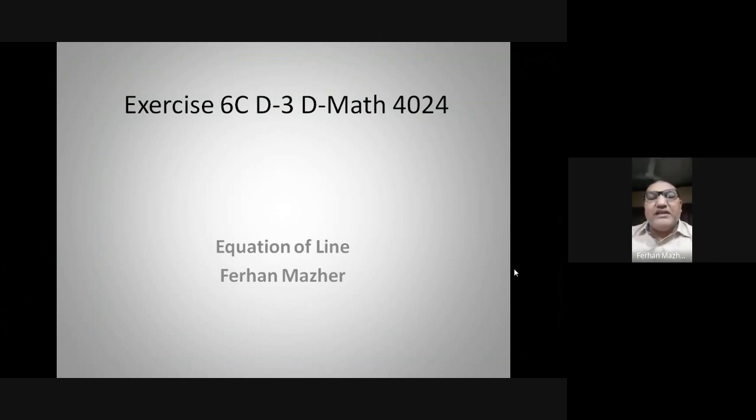Today's main aim is to learn how to find the equation of a line. Today we will learn different kinds of lines and their equations, and we will also learn how to actually find the equation of a line. In your previous classes, you have learned how to find a graph of a given equation.